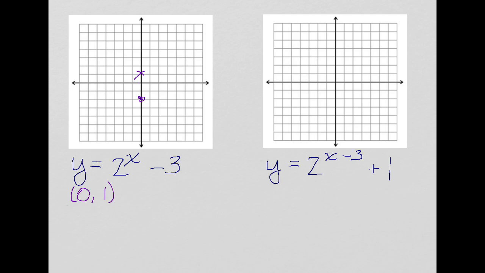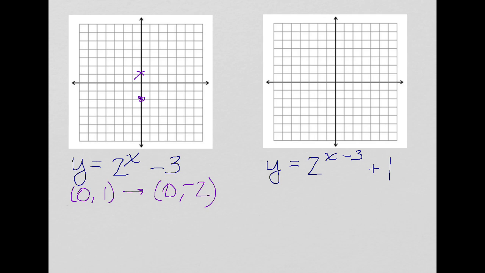Where is it? It's now at (0, negative 2). Notice it's not at (0, negative 3). It's not that it moves to negative 3. It moves down 3 from where it started. And it started at (0, 1). So (0, negative 2) is where we end up.